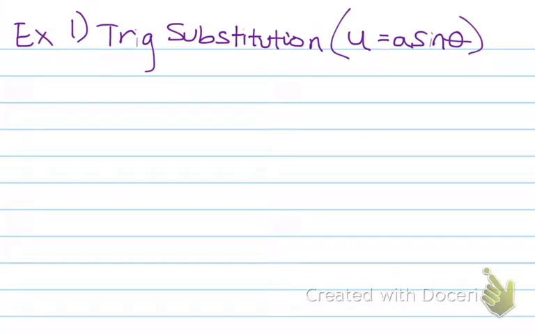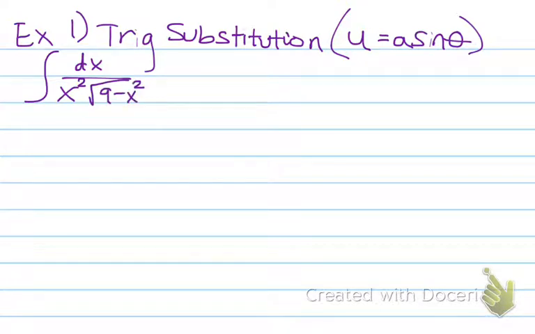Alright, so we're going to be doing 3 examples. The first one comes from page 500 in your textbook. It's example 1 in your textbook, page 500. And it's for trig substitution. We're going to be using u equals a sine of theta. So the integral that we're trying to evaluate is this integral here. The integral of dx over x squared times the square root of 9 minus x squared.